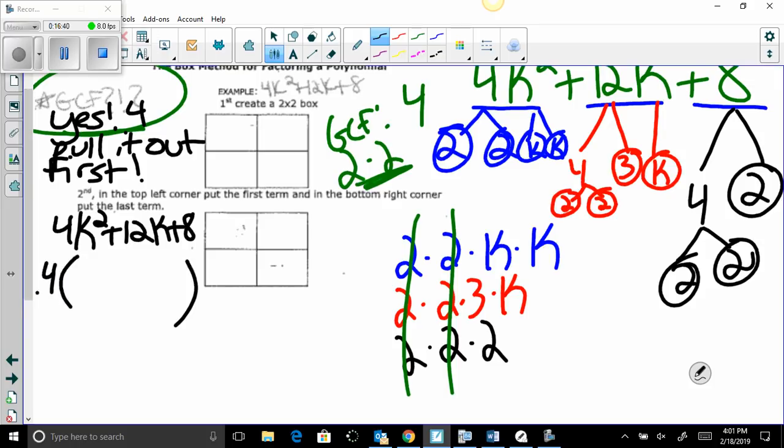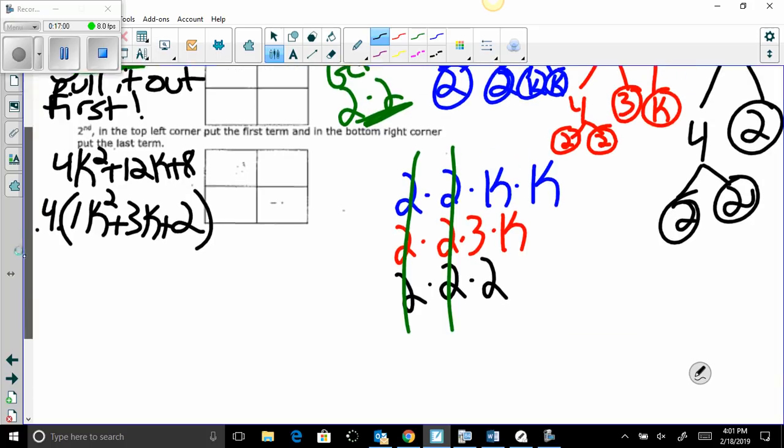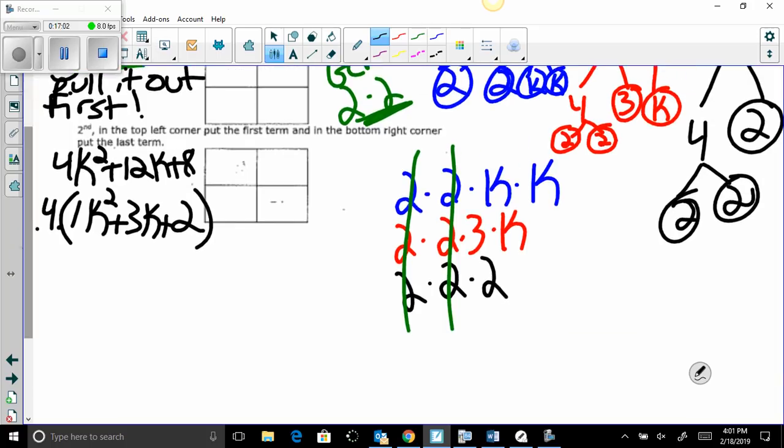4 divided by 4 is 1. K squared does not have any k's to divide with it, so leave it. 12 divided by 4 is 3. This k does not have any k's here to go with it, so leave it. And 8 divided by 4 is 2.